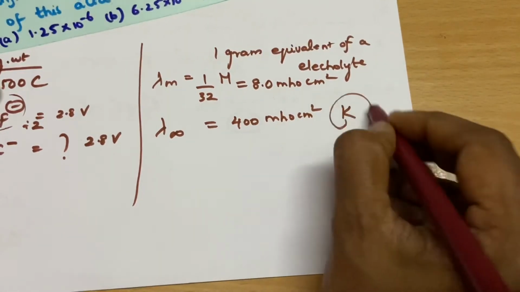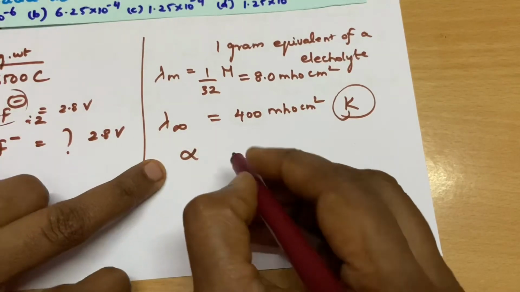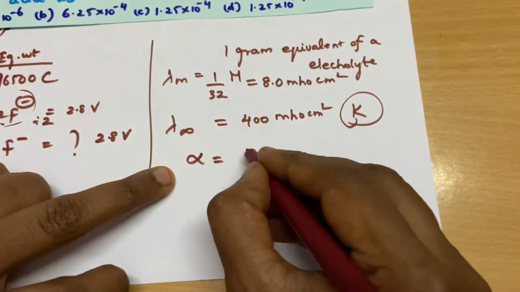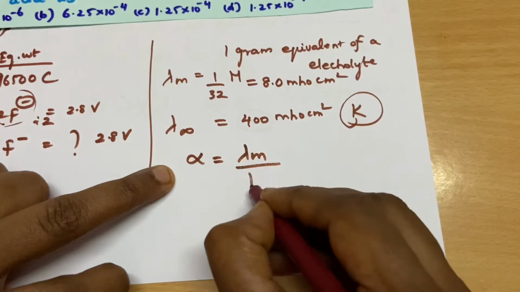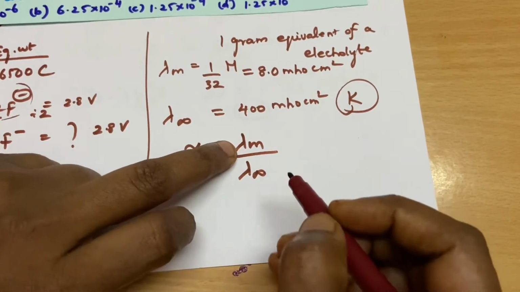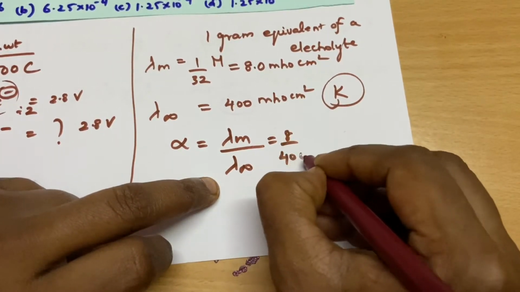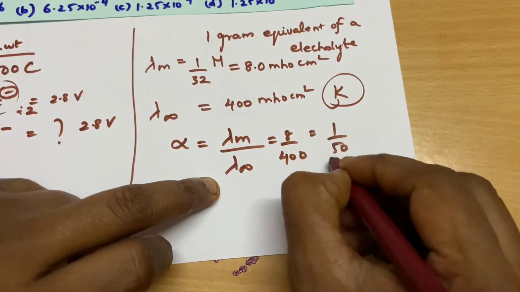Okay, so for calculating the dissociation constant, first of all we need to know alpha. This is an important equation. Your alpha can be obtained by the equivalent conductance at any particular dilution divided by the equivalent conductance at infinite dilution, 8 divided by 400, which you will get 1 by 50.